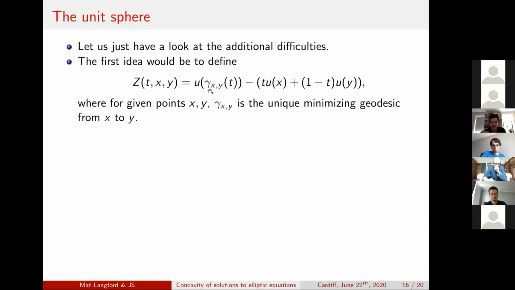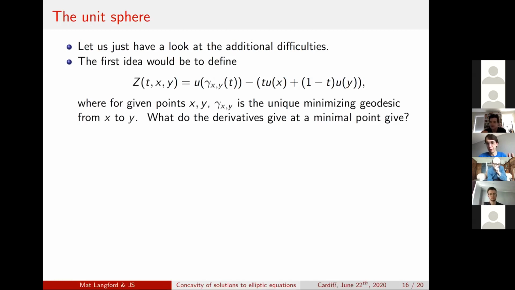So this is gamma xy, just a geodesic joining x and y. And now we have to evaluate the function u at this point. It is also true that on the sphere, the concavity of a function is characterized by the non-negativity of this concavity function here. So this is what you have to differentiate in space, right? So first derivative.